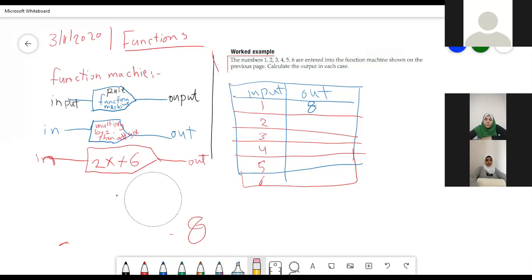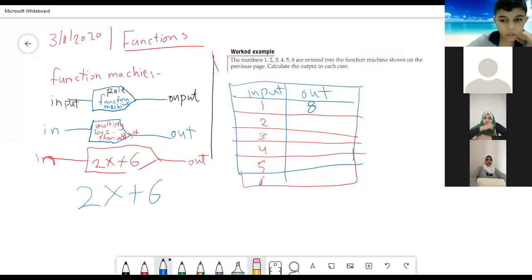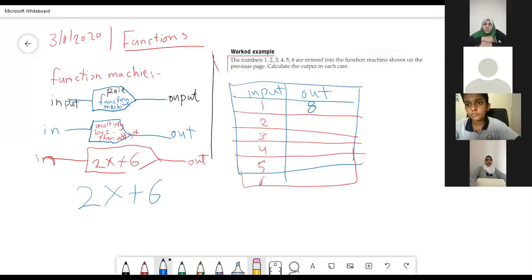Now, tell me what is the output going to be if the input is 2? According to the same rule, 2x plus 6. If the input is 2, so 2 is going to replace what? The answer is 10. Very good. The output is going to be 10.